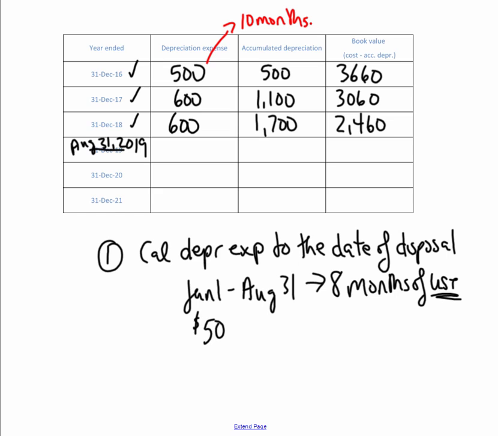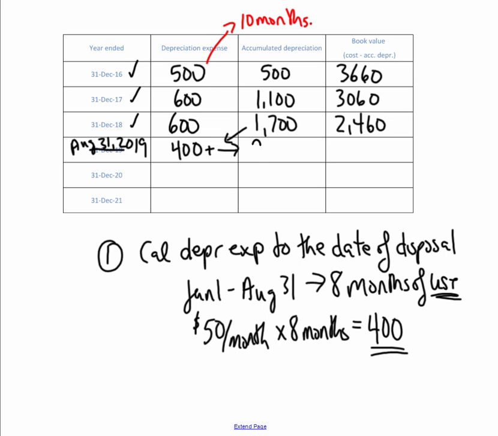Monthly depreciation is $50 per month. How many months did we actually use it before we sold it? We used it for 8 months. So in that case, we're going to calculate the depreciation expense for 2019 of only $400. So we're going to put $400 in our chart because that's our use. Next, we're going to calculate the accumulated depreciation for this current year. What would it be? We're going to add in the $400, and that's going to get us an updated $2,100 of accumulated depreciation.